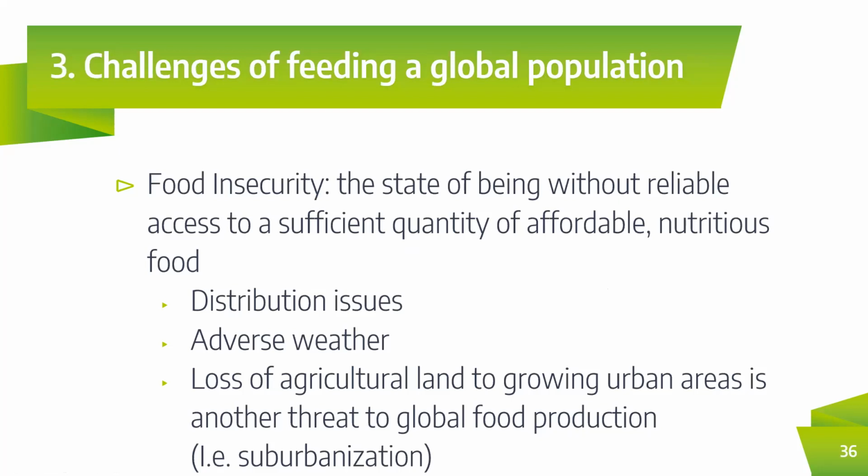So one challenge of feeding a global population is going to be food insecurity, right? The state of being without reliable access to a sufficient quantity of affordable, nutritious foods. Okay, so the Food and Agriculture Organization of the UN reported in 2018 that more than 700 million people suffered from food insecurity. In the United States, the number is about 40 million. So food insecurity is a result of distribution issues and economic decisions about what to do with the crops that are produced. The number the UN reported was that about 55% of the world's overall crops are fed to people, while the other 45% goes to livestock and to making biofuels like ethanol, right?